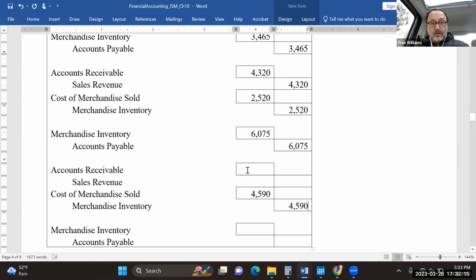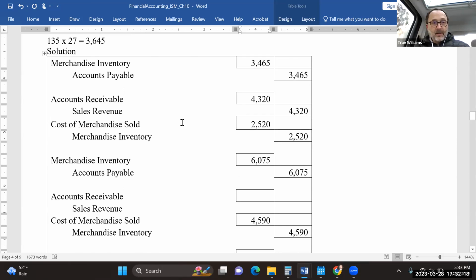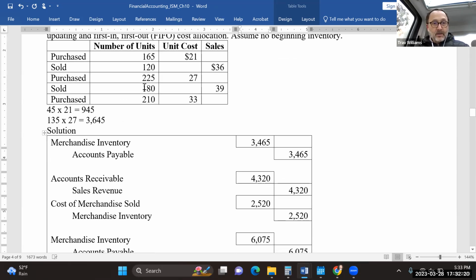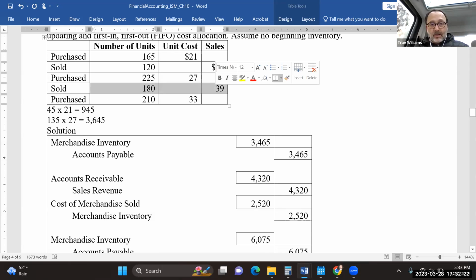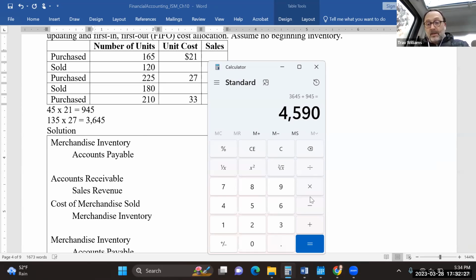I also have to put in the revenue, of course. Looks like I forgot to do that. So this was 180 units at $39 each. 180 times 39, 7,020 is our revenue.